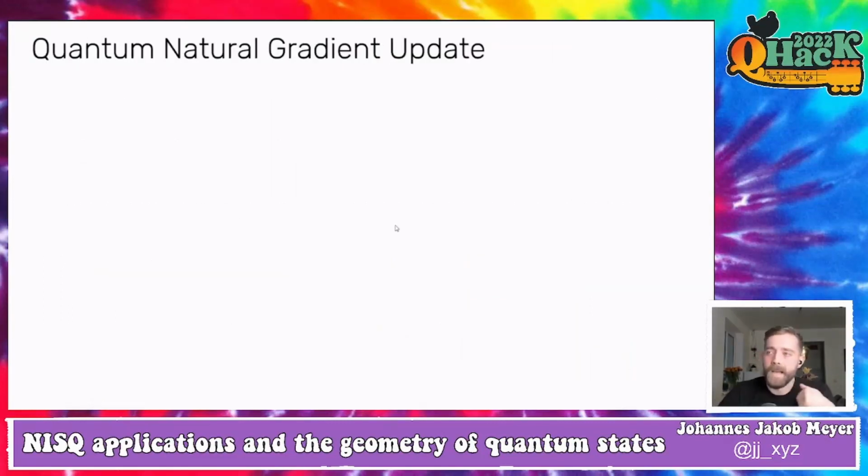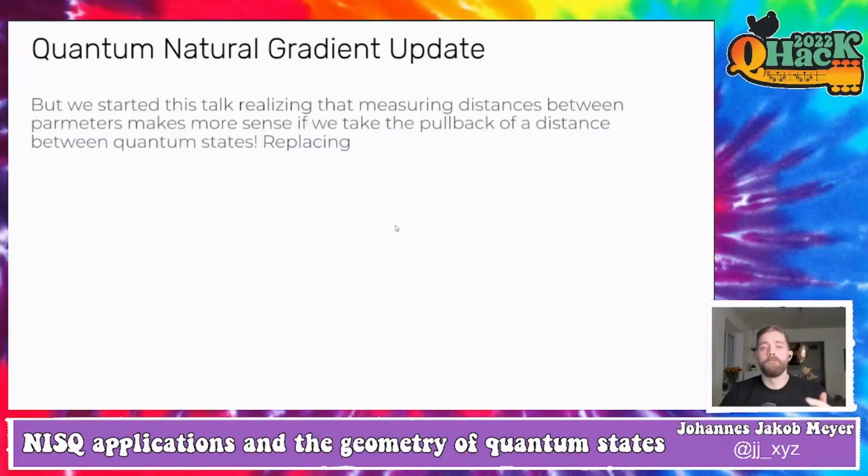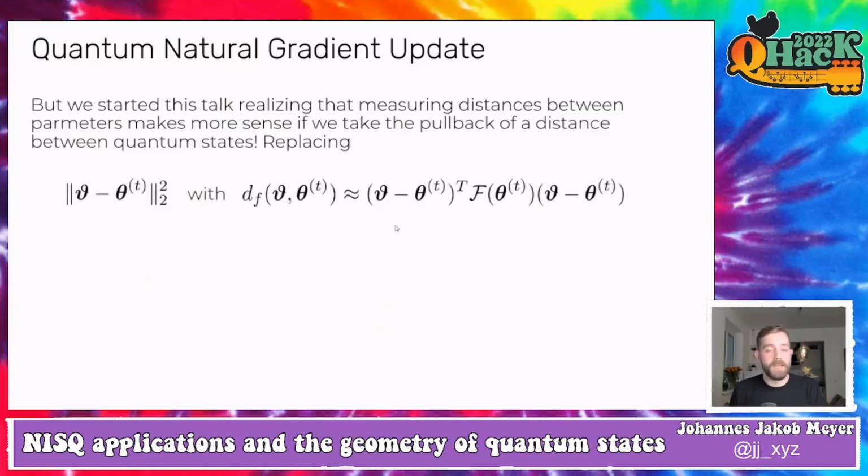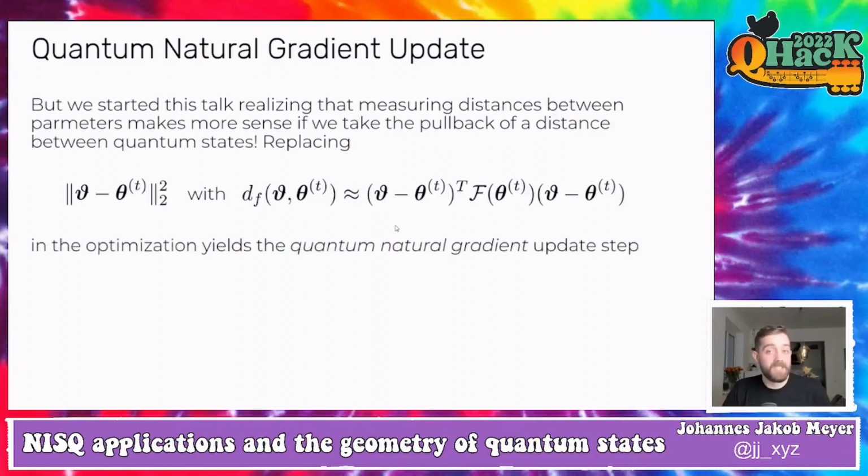Now, at the start of this talk, I hope you remember, we started realizing that measuring distances in parameter space, just like the Euclidean distance, is maybe not such a good idea. Instead, we now use the pullback of this quantum distance, and we replace this regularization term with the one induced by the quantum Fisher information matrix. Then we get a new update rule, which is a quantum natural gradient update step, involving the inverse of the quantum Fisher information matrix.